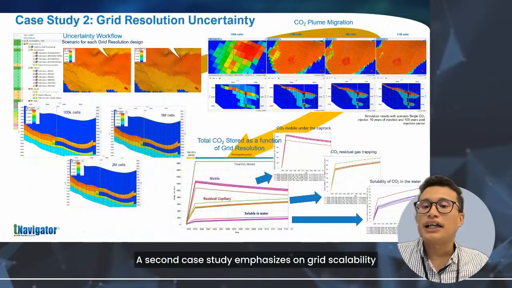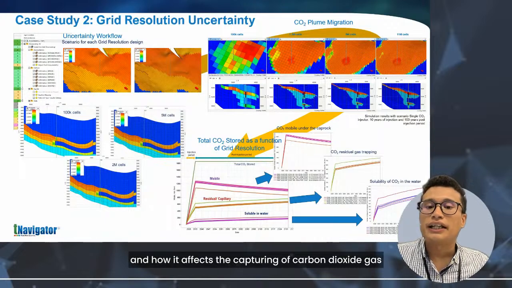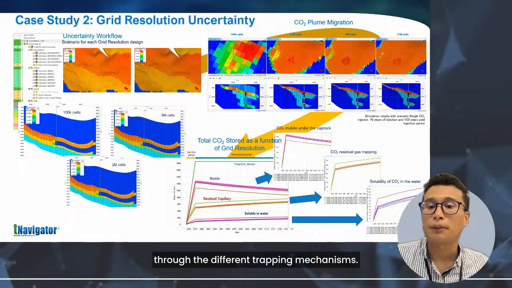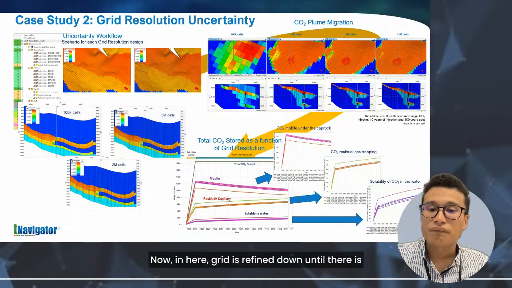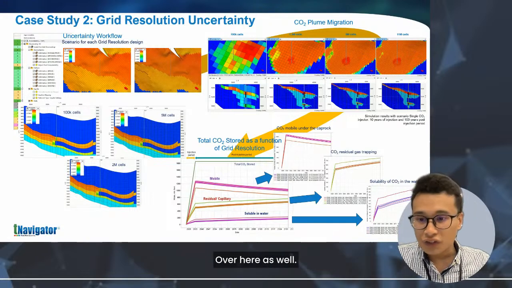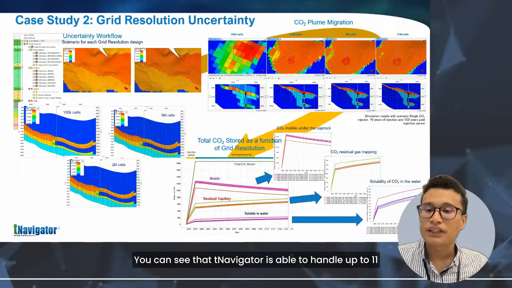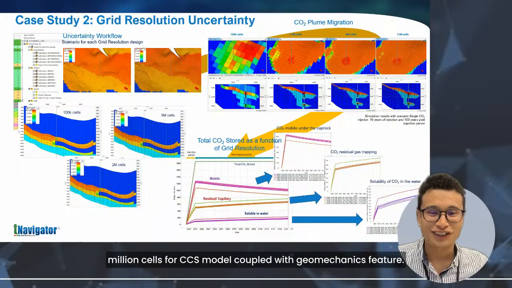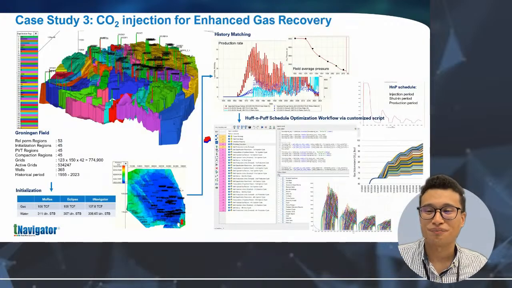A second case study emphasizes grid scalability and how it affects the capturing of carbon dioxide gas through the different trapping mechanisms. Here, the grid is refined until there is minimal difference in the amount of trapped CO2. Here as well, you can see that T-Navigator is able to handle up to 11 million cells for a CCS model coupled with the geomechanics feature.